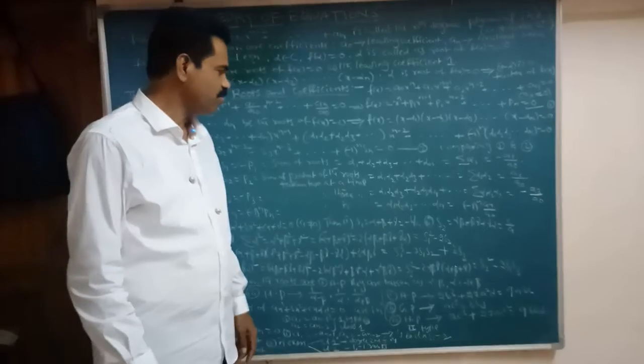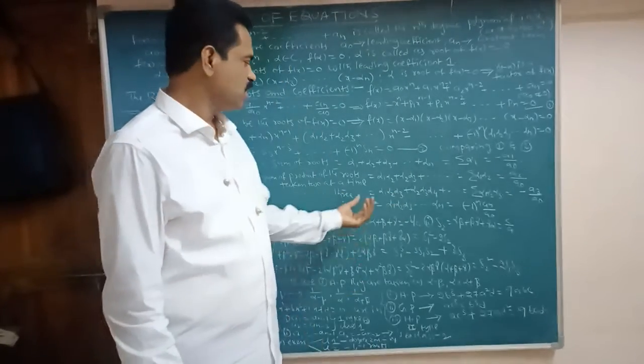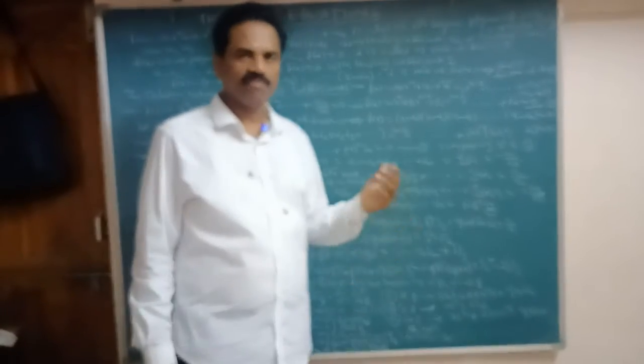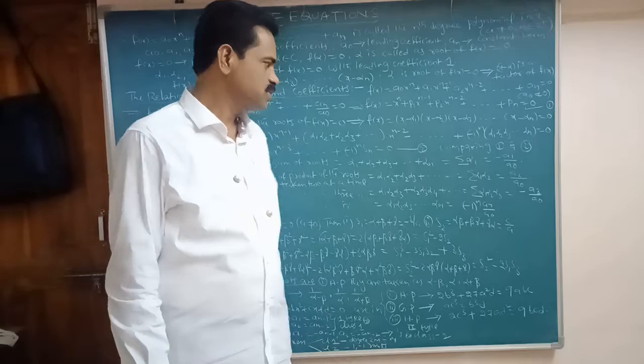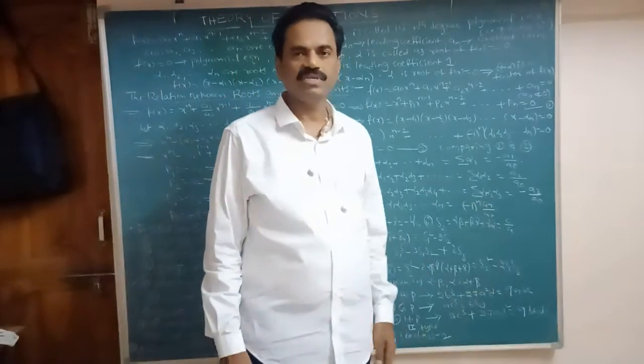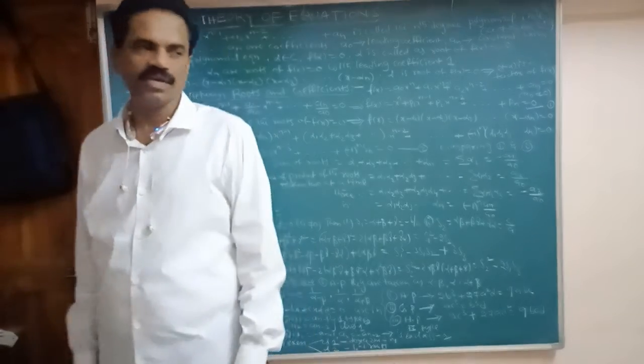Then S3 is what here? That is 3 roots taken at a time. So that is alpha 1 alpha 2 alpha 3 plus alpha 2 alpha 3 alpha 4 plus alpha 3 alpha 4 alpha 5, and so on. This we can write here as summation alpha 1 alpha 2 alpha 3. So this is what here? Minus A3 by A naught.